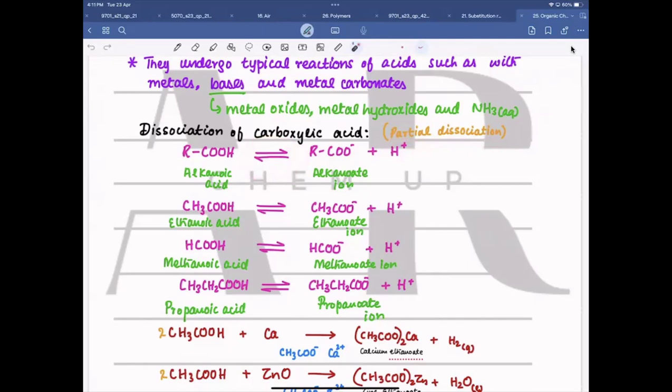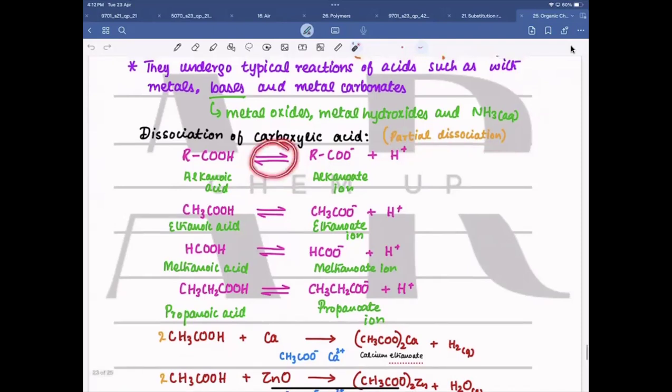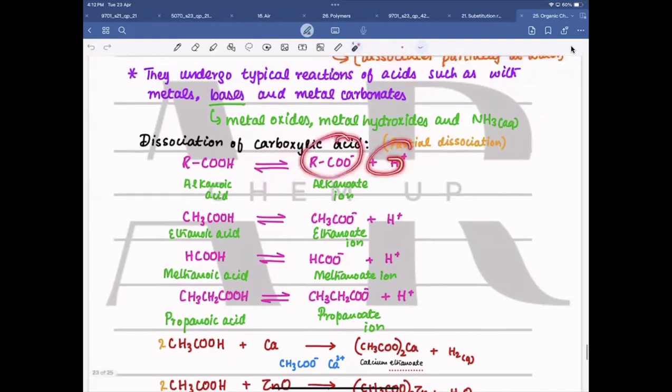Yes, sir. Sir, it's a reversible reaction. Yes. Sir, I am saying we will call this a reversible reaction, right? Yes, for a partial dissociation, we always use a reversible arrow. And the dissociation over here is reversible, which means that these ions formed can reverse back as well.